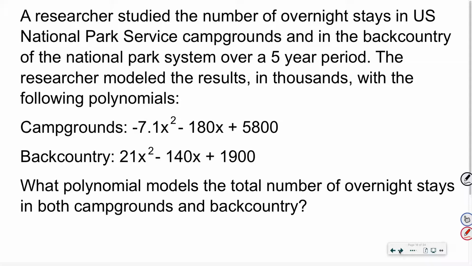We're gonna represent the total between the campground rentals and the backcountry rentals. This is just an example. They tally National Park Service over 5 years, and these are the models, and they want to figure them out combined. So if I know I'm going to combine them, you already said if you combine, you think about adding like terms. So that's what we're going to do.